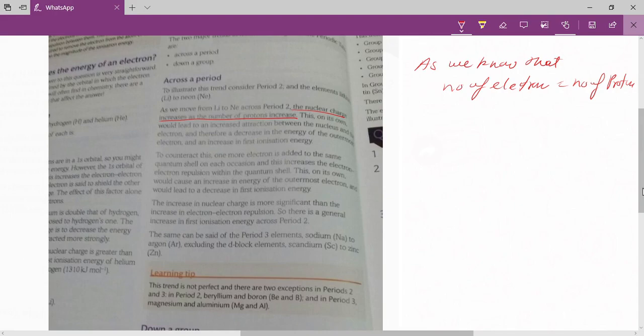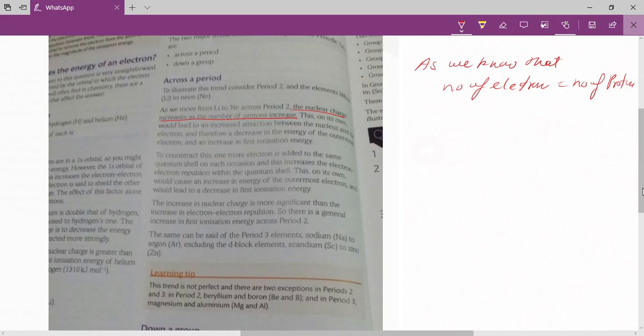First ionization energy means that in that condition the number of electrons increases. So in that condition size will decrease. The same thing they are explaining: when size decreases, if you want to emit one electron, you will require more energy, or not? Yes, that's right. That's why they are saying that the first ionization energy increases.